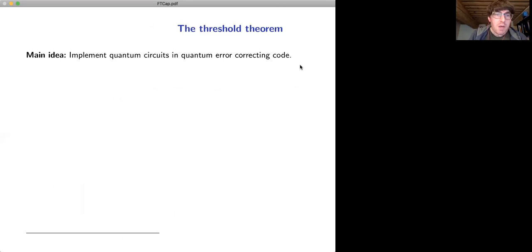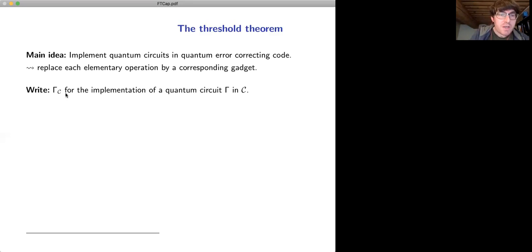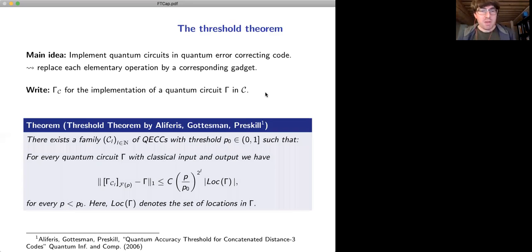And I mean by this that we replace every one of these elementary operations by a corresponding gadget that implements the corresponding operation on the error correcting code. And for the sake of this talk, this will be enough. We don't need to go more into details how this looks. Anyway, we will write gamma subscript C for the implementation of the quantum circuit gamma in the error correcting code C. And then we have this theorem that you might know.